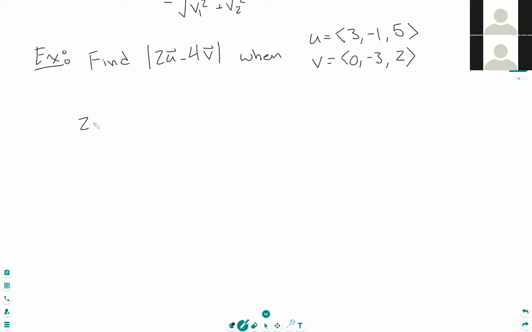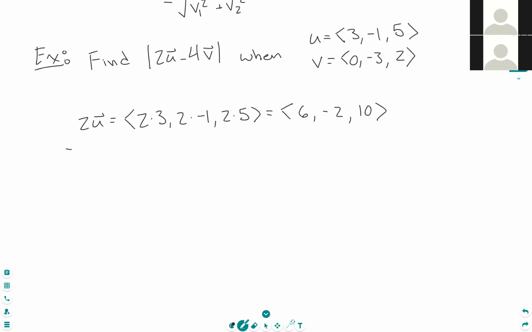So we have 2u. And now, because we're doing a scalar multiplication, remember it's multiplying each component. So we have 2 times 3, 2 times -1, and 2 times 5. This gives us the vector 6, -2, and positive 10.